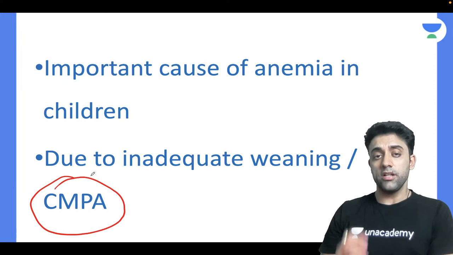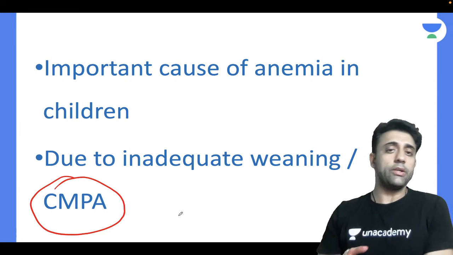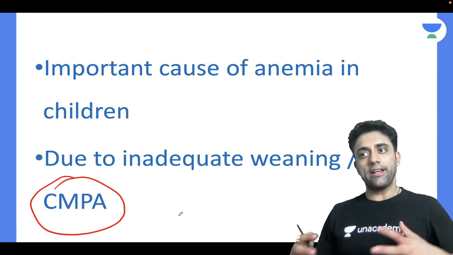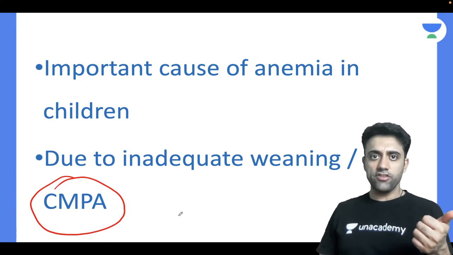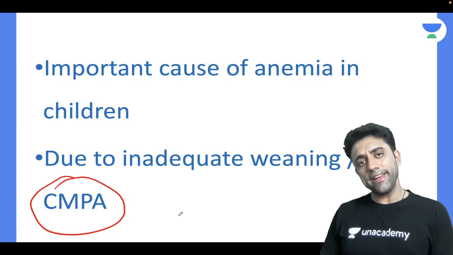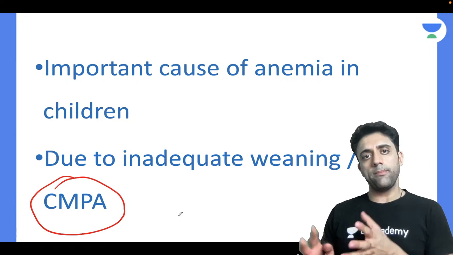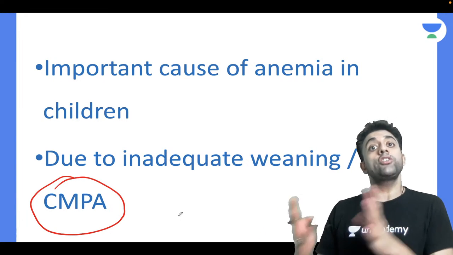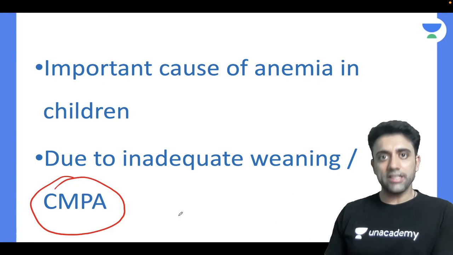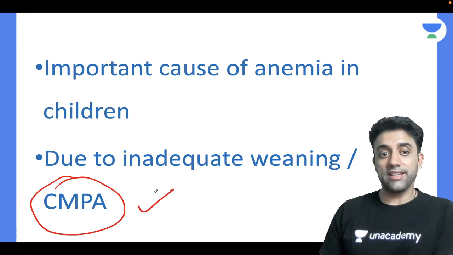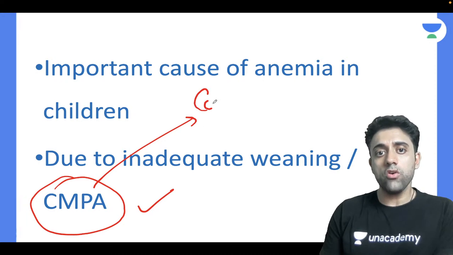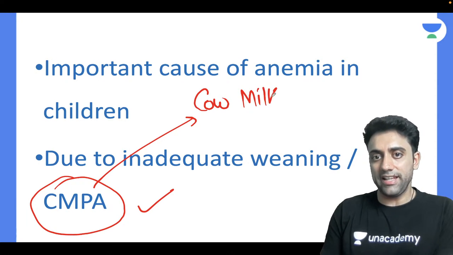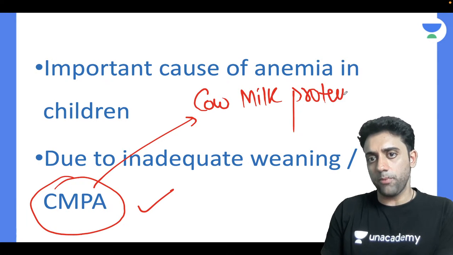What is CMPA? 6 month old. Now, this is a very crucial point. Other than iron, what are the causes of anemia in a 6 month old child? Number one, sir, iron deficiency anemia is very common. Why? Because weaning is there. Sometimes the baby doesn't tolerate the good food, and maybe mother is not able to give the good food, or there is a case of CMPA. What is CMPA exactly? Very good. Cow milk protein allergy. Very, very important point.